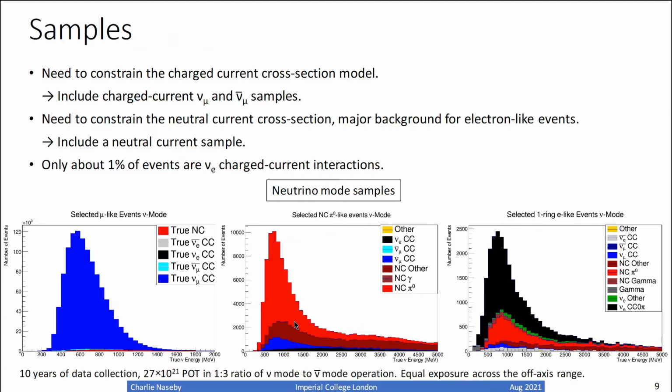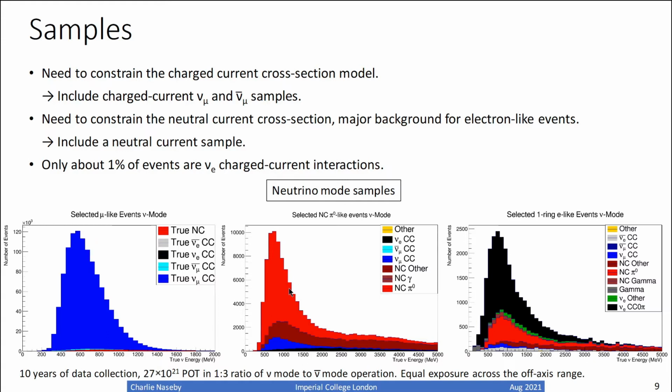We therefore need a number of samples to do this with. First, we'll need to constrain the charge current neutrino interaction model. We can do that through the use of a charge current muon and charge current muon anti-neutrino sample. Here we'll have an extremely large number of events, order 1 million or so signal events available. And this will allow us to really tightly constrain this portion of our model and therefore get a good constraint on the interaction model.